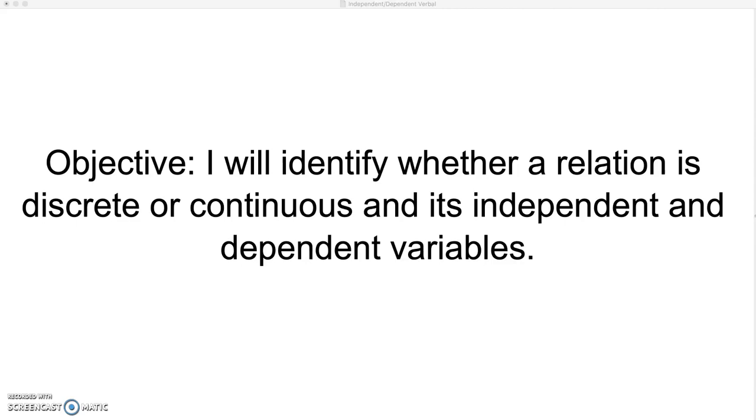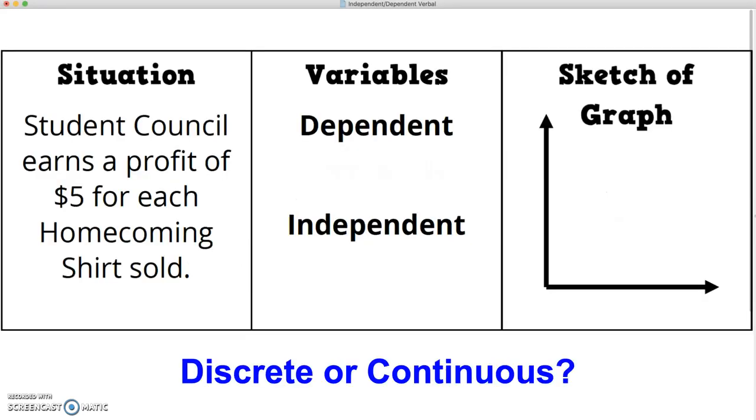In this video, we will identify whether a relation is discrete or continuous and its independent and dependent variables. So here we're given either a situation, what our variables represent, or a sketch of the graph. And we're going to fill in our missing pieces and determine whether it's a discrete situation or continuous situation.